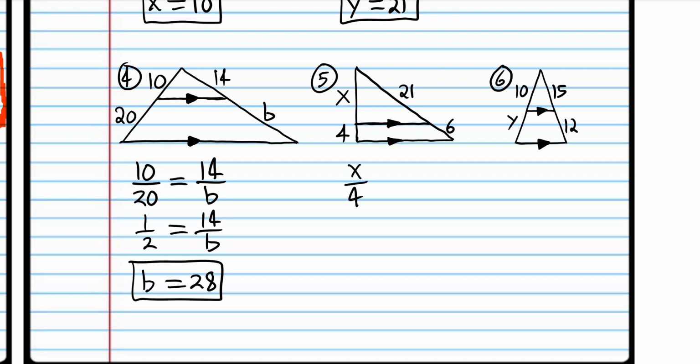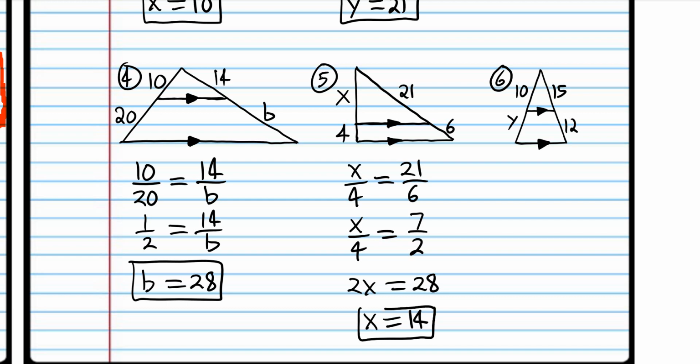So x over 4 is equal to 21 over 6. And we're just going to reduce 21 over 6. Divide both sides by 3, and you get 7 over 2, it looks like. And now we're going to cross multiply, divide both sides by 2, and we get x is equal to 14. So if you got 14, good job.